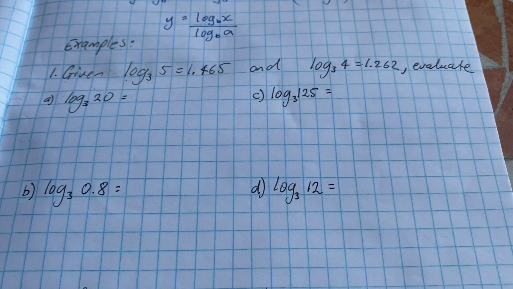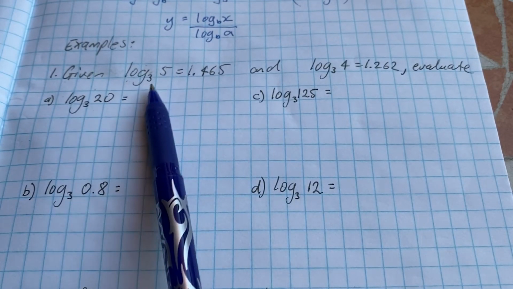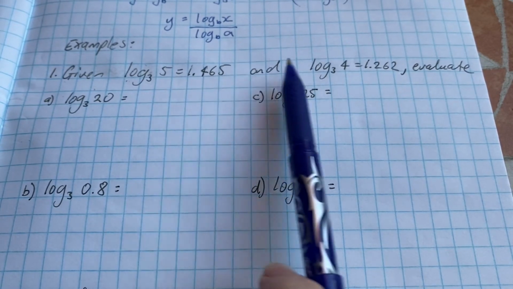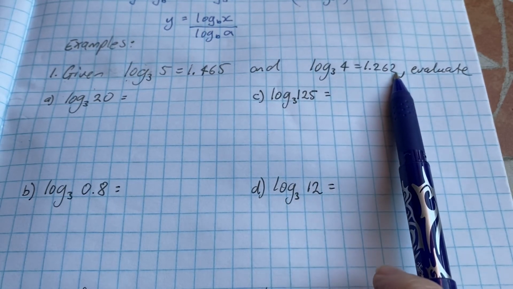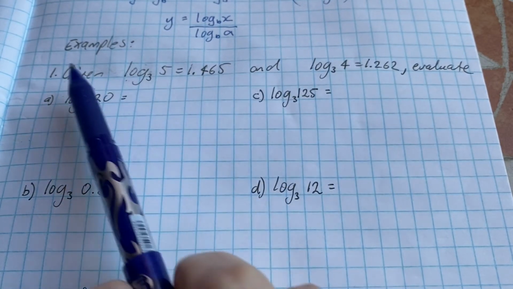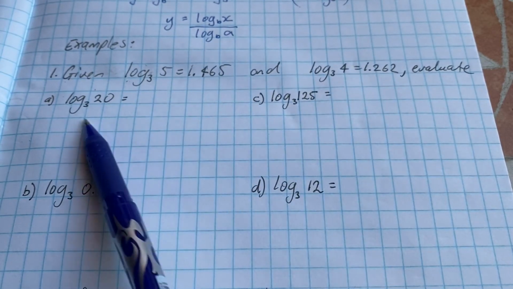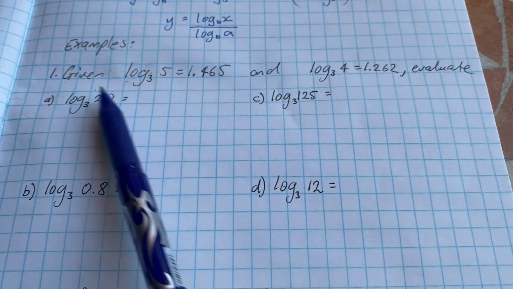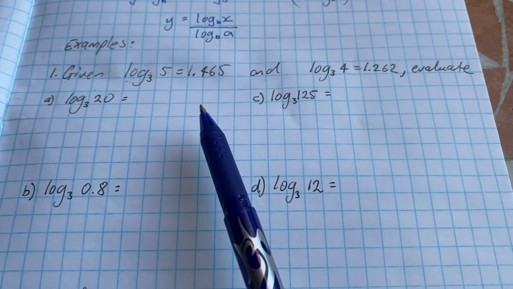Let's look at how we can use those log laws to evaluate some things. So in this example, you've been given that log base 3 of 5 equals 1.465, which it does to 3 decimal places. And you've also been given that log base 3 of 4 equals 1.262, again, which it does to 3 decimal places. So they have been rounded. Now, when you get a question like this where they are given, you must use those values. You can't just use the change of base law that we just saw to evaluate this. You need to use those values, and you need to show your working.